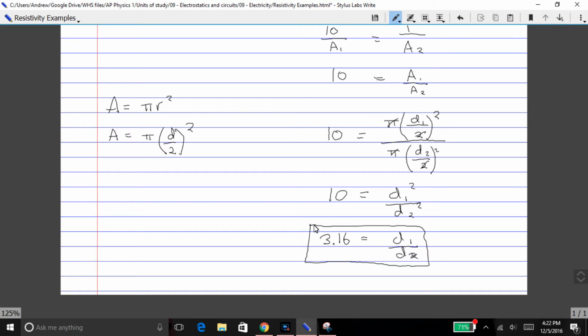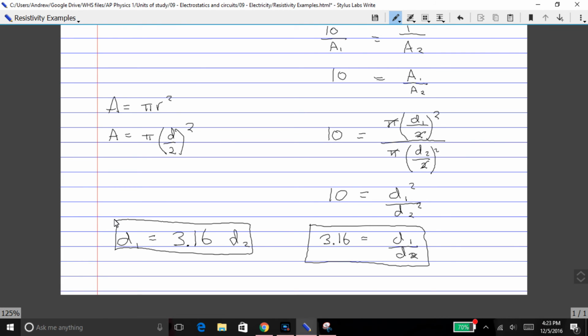So the thinner the resistor, the smaller the diameter, the larger resistance we're going to get. So the one with the larger resistance is the one with the smaller diameter. You could also write this out as, if I multiply both sides by D2, D1 is equal to 3.16 times D2, and that expresses the same thing. So very frequently, rather than have you calculate numbers, they'll have you compare two hypothetical resistors and just look for a ratio between factors there.